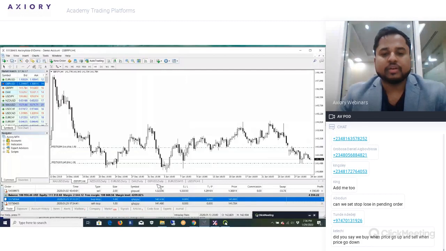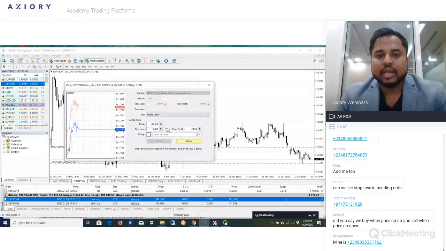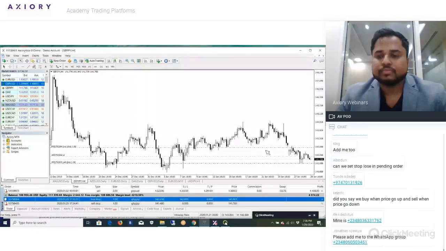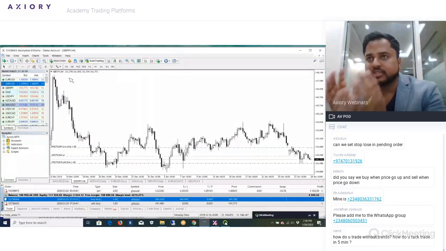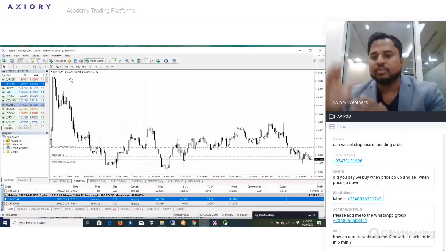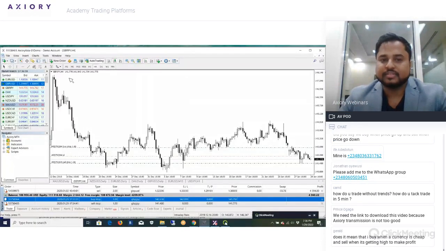Can we set a stop loss in a pending order? Yes, definitely. We can give a stop loss in a pending order. For example, you right click on the pending order and you can keep a stop loss here. But initially you will be doing mostly market execution, always buying or selling at the current price. But once you learn the strategies, you will understand how the price moves, goes down or goes up. Based on that, you will decide the pending orders.